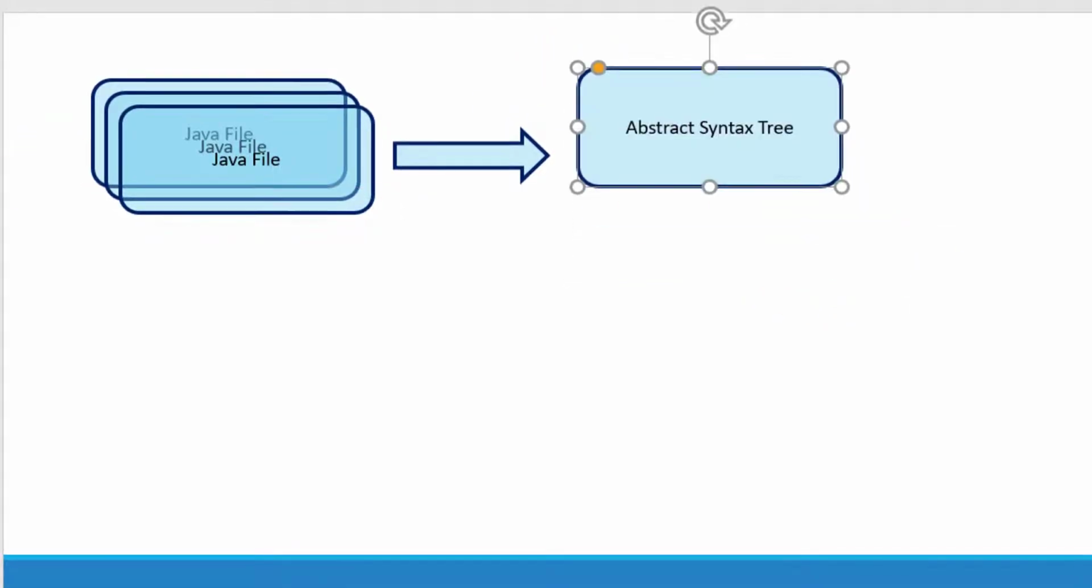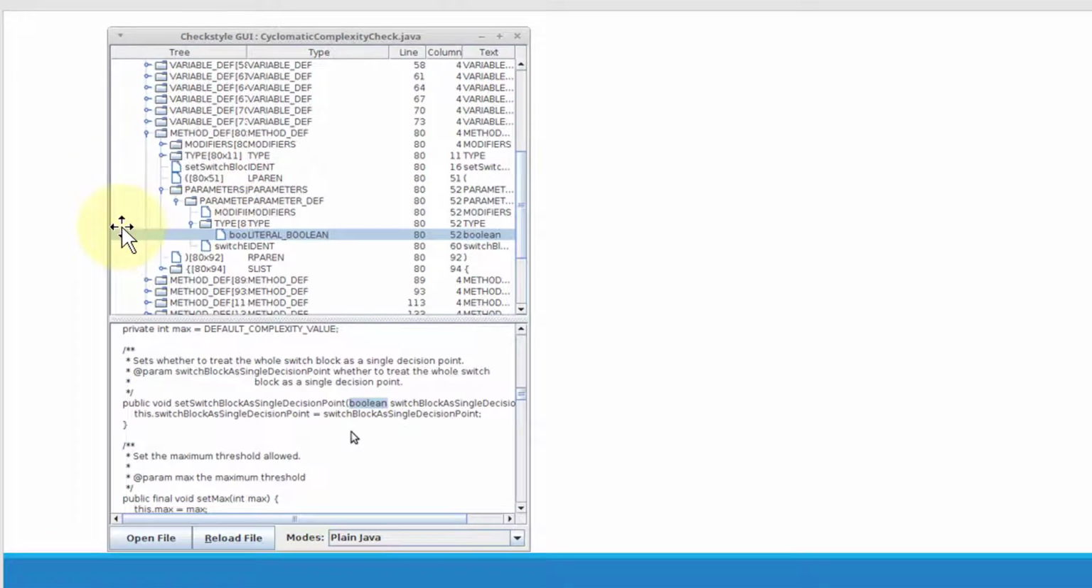So this is how the tree looks like. Each and every element of the Java file will be defined as a tree, like the method definition, the arguments, the type of arguments, the properties. Everything will be defined as a tree.